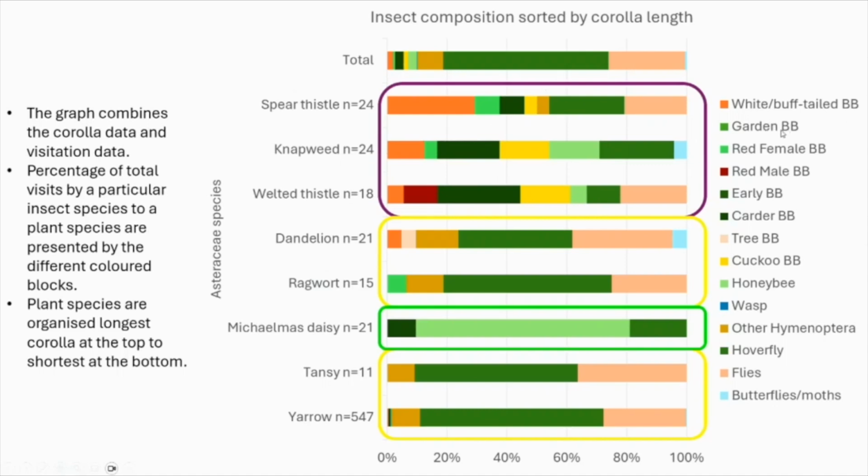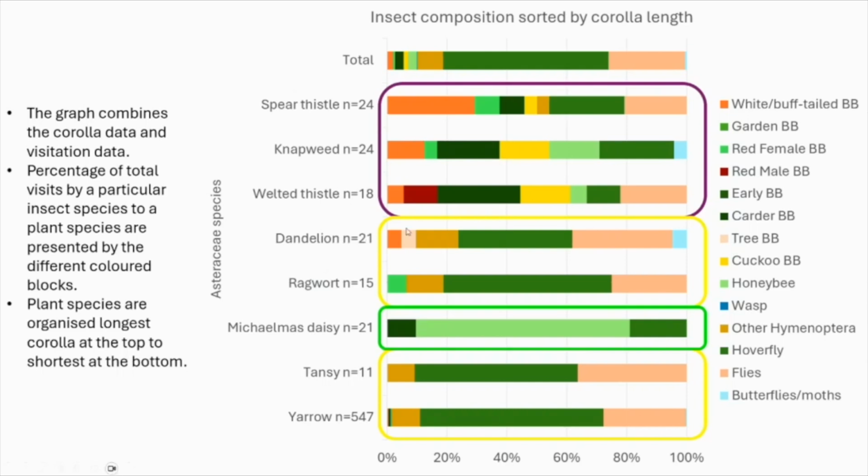I'll explain the legend first. BB means bumblebee. So these are all the different species that we had visiting. And in the first group, your purple, your thistles, your longer corollas, that was mostly bumblebees. You had the odd fly, hoverfly, of course you would, because they're over everything. Then your second group is your yellow. So that's your dandelion, ragwort, tansy and yarrow.